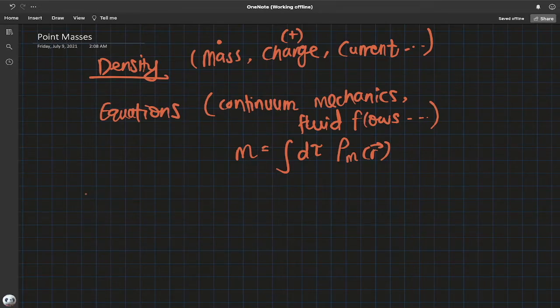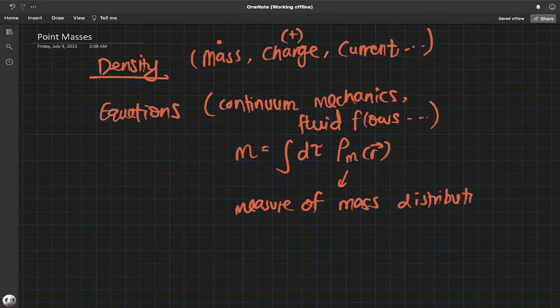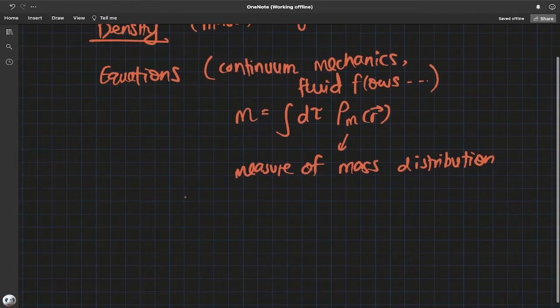So density is really important. You can categorize an entire system based on how the masses are distributed, and that's what density is. It's a measure of mass distribution, how dense an object is with infinitesimal mass elements, or how sparse it is in terms of packing, at least.